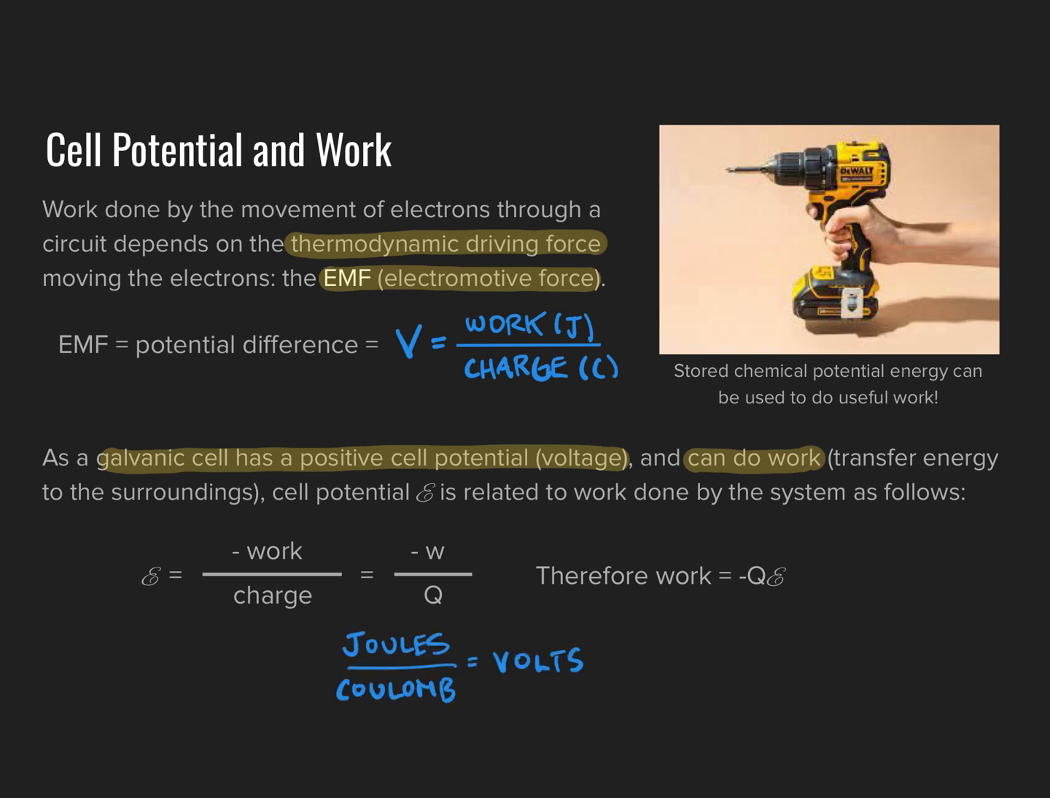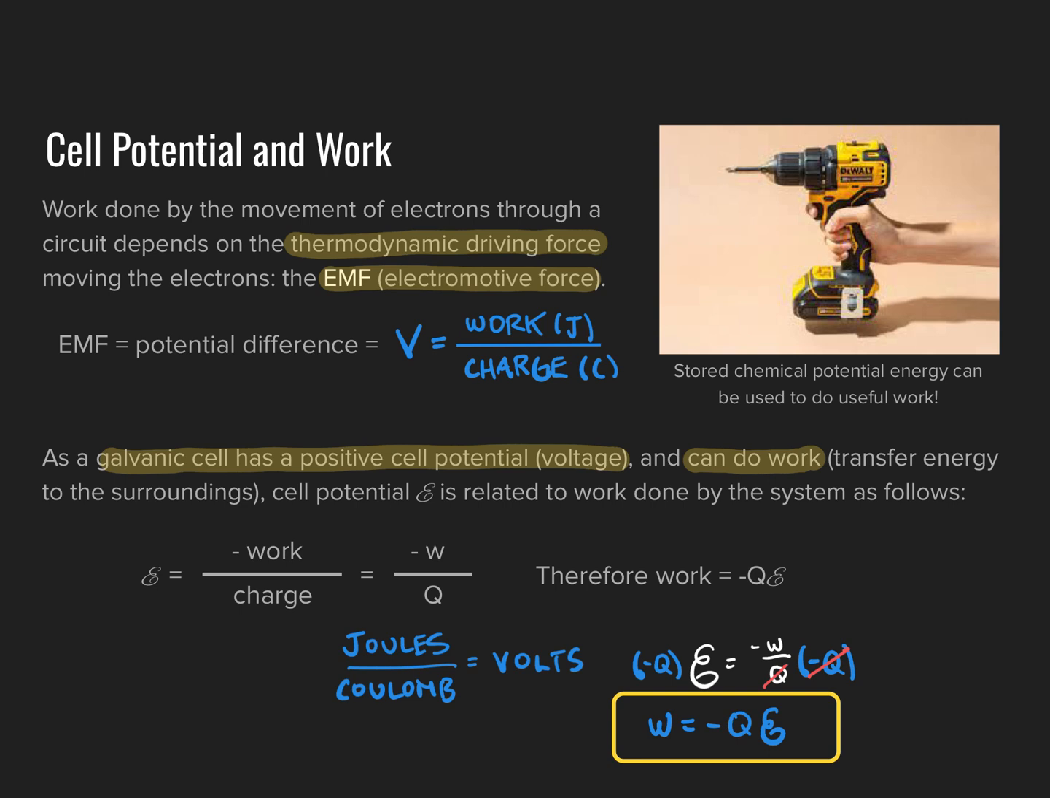Now I could rearrange that equation to solve for the work done by multiplying both sides of my equation by the charge Q. And as such, I would get a new expression, which is that the work done is equal to minus the charge Q times the cell potential of our system. So long story short, if you have a larger amount of charge which is moved, you would have the ability to do more work, which explains again why the longer you have your device plugged in, the more work you can do.